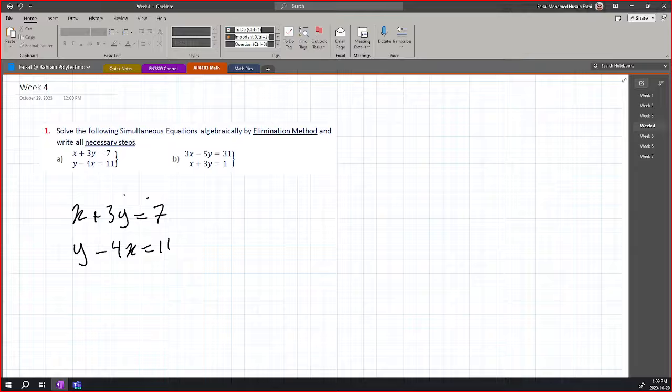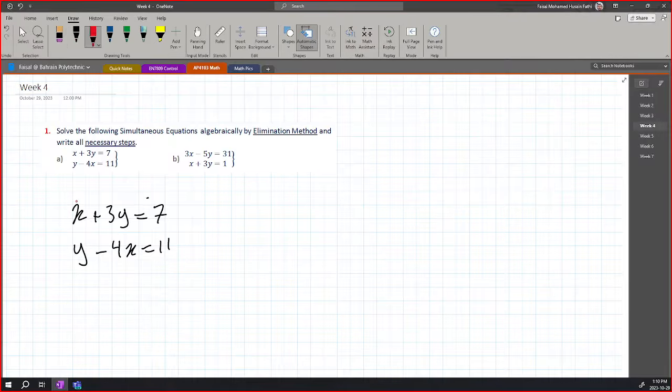A simultaneous equation is basically a set of equations that has two variables. In this case, we have x and y, and it has two equations, and we need to solve for x and y. So, starting with the elimination method, we first need to arrange both equations so that both x's are arranged over each other and y's are over each other, and the constants, the numbers on their own, are on the right side of the equation. So we want these two x's to be above each other and these two y's to be above each other. To do that, we can simply rewrite the equation.